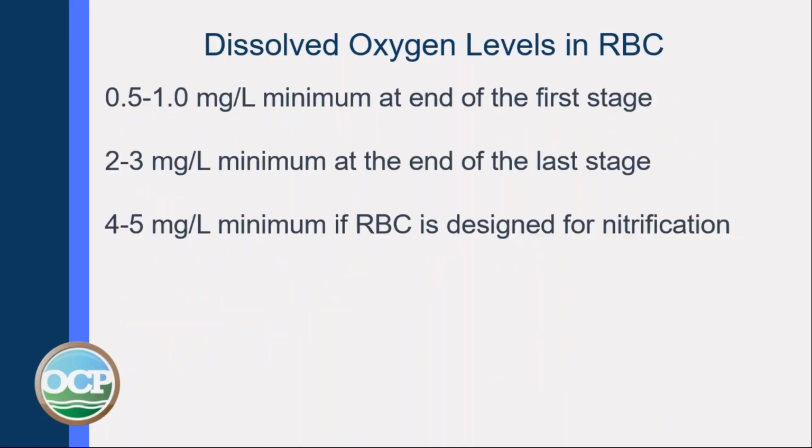Dissolved oxygen levels in an RBC, typically at the end of the first stage, the DO will be 0.5 to 1.0 milligrams per liter. At the end of the last stage, it's typically 2 to 3 milligrams per liter. Unless the RBC is designed for nitrification, then it should be 4 to 5 milligrams per liter minimum.